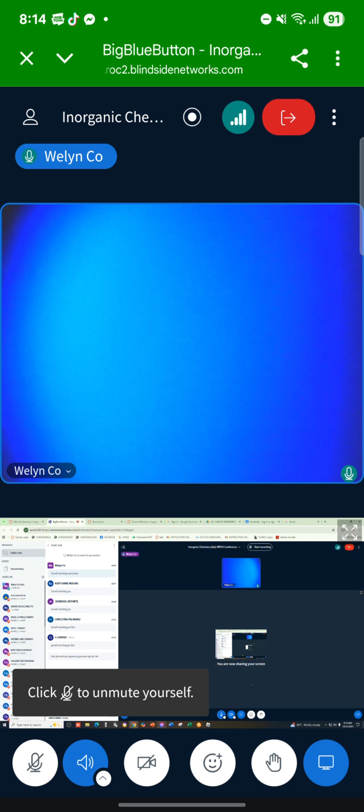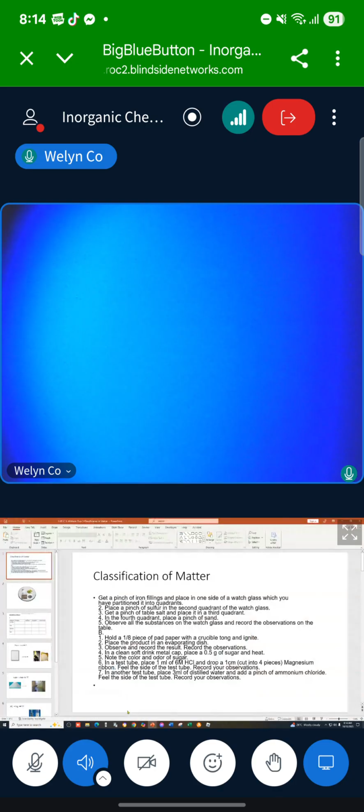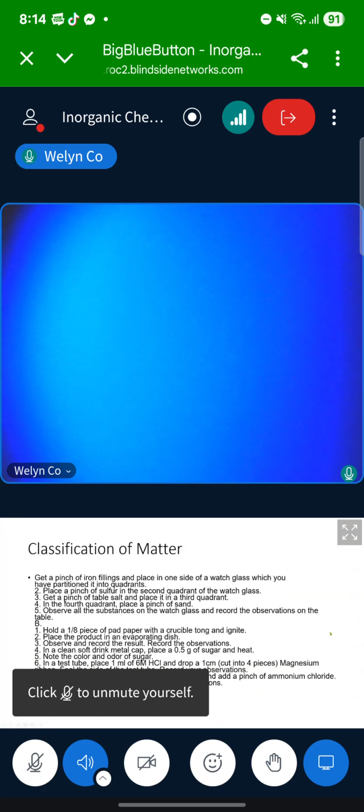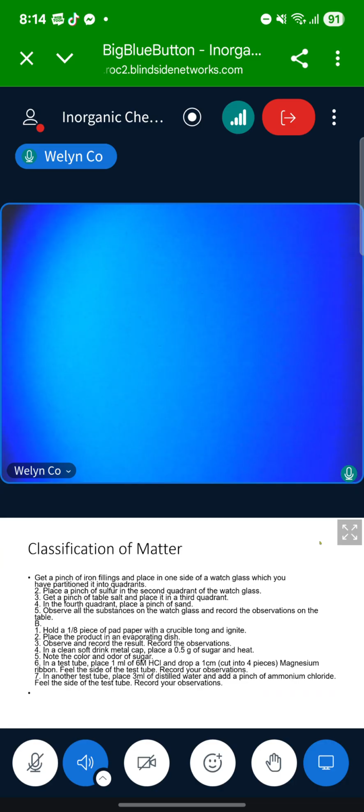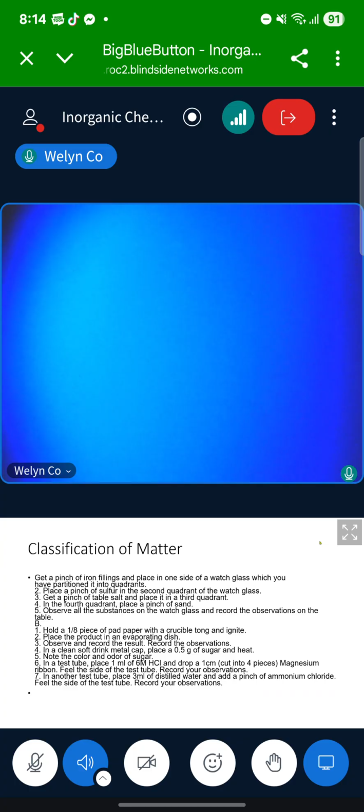I will proceed to the next experiment at ito yung ating classification of matter. Okay. So, classification of matter, hihinga tayo after this. So, ito yung ating procedure. Napakadali lang naman ito dahil we only have a few substances to identify kung ano yung type ng state niya, kung ano yung change, gano'n. So, ito yung procedure na ginamit.